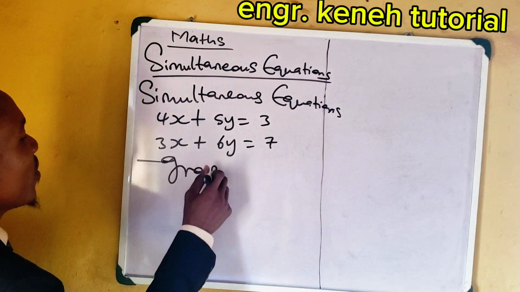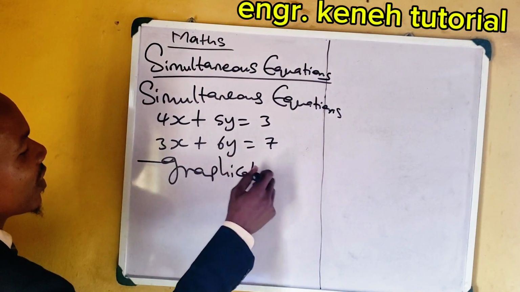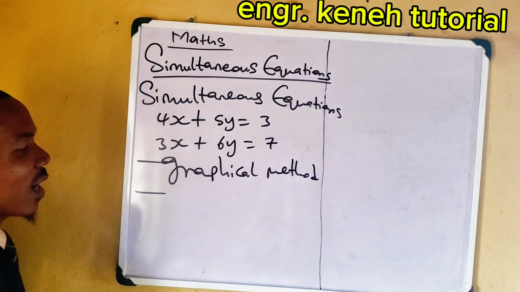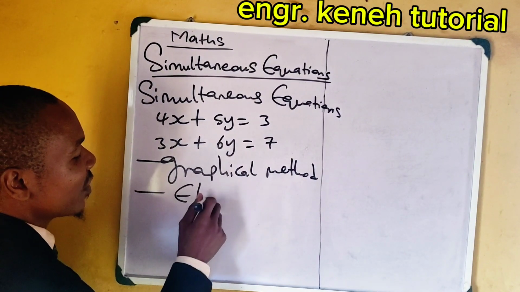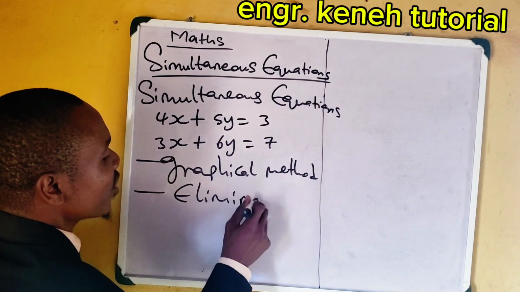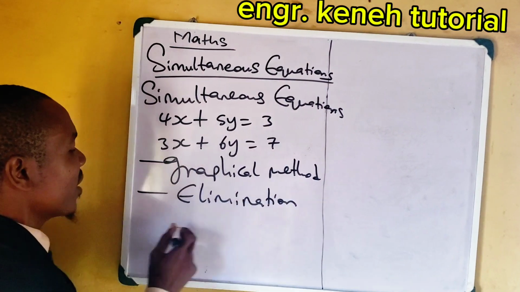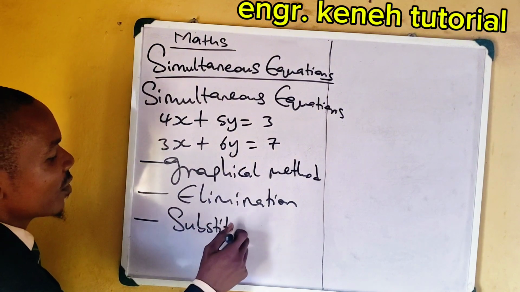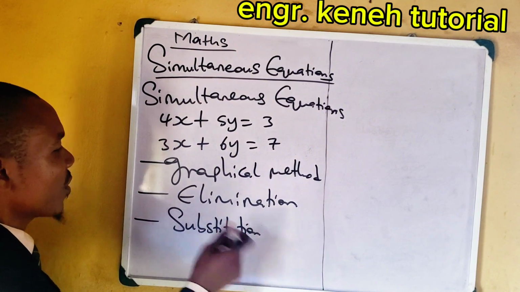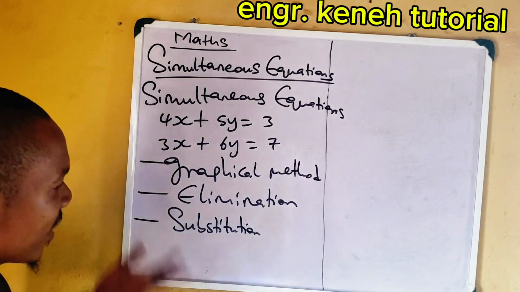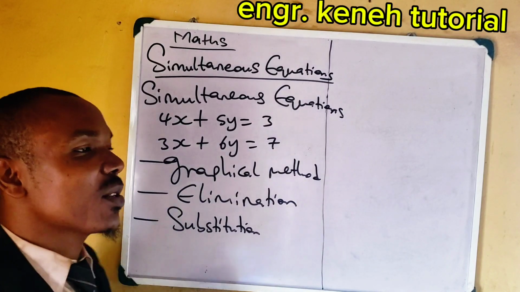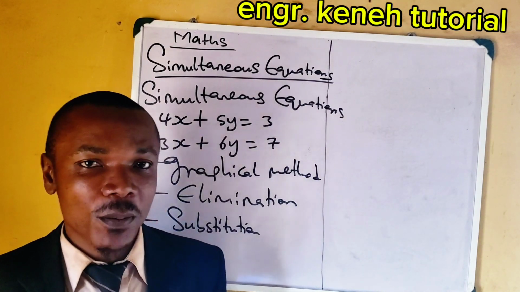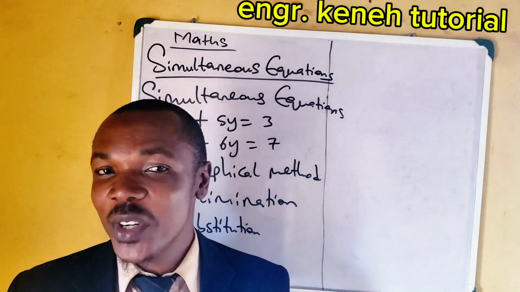Like I said, you can use the graphical method to solve it. We also have the elimination method of solving that, and the substitution method of solving this. Can you see that? All right, so all these three methods, you can use them to solve simultaneous equations. They are not difficult.